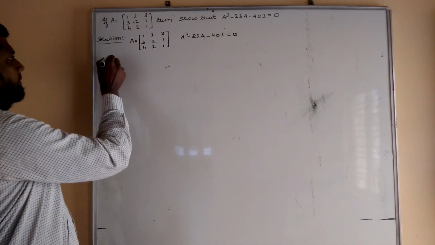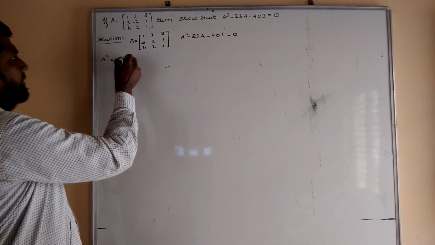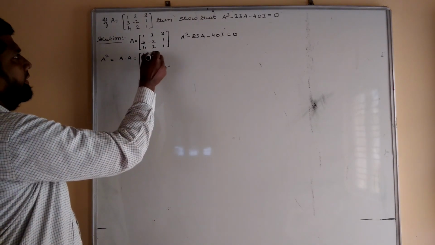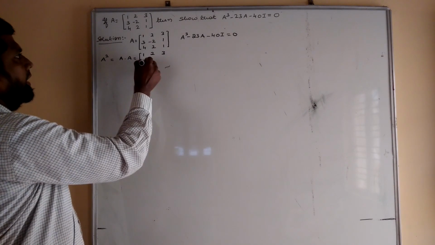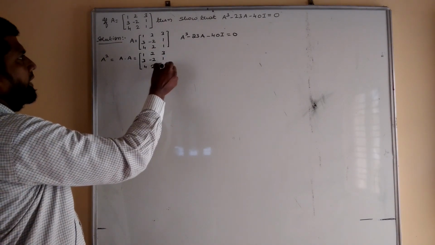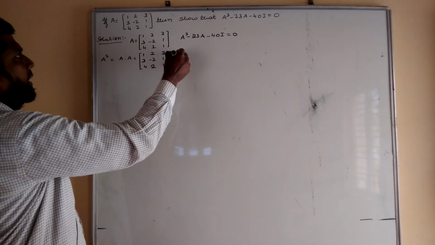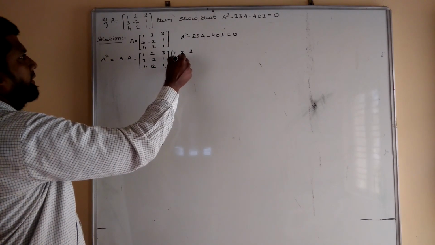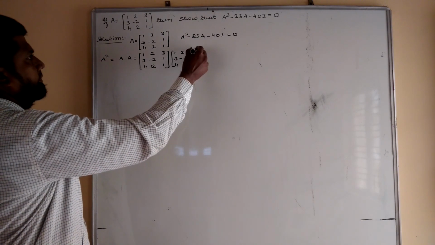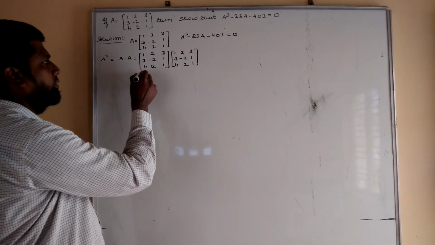A cube means, let us find first A square. A into A. So 1, 2, 3, 3 minus 2, 1, 4, 2, 1, into 1, 2, 3, 3 minus 2, 1, 4, 2, 1. So let us multiply. You know how to multiply the two matrices.